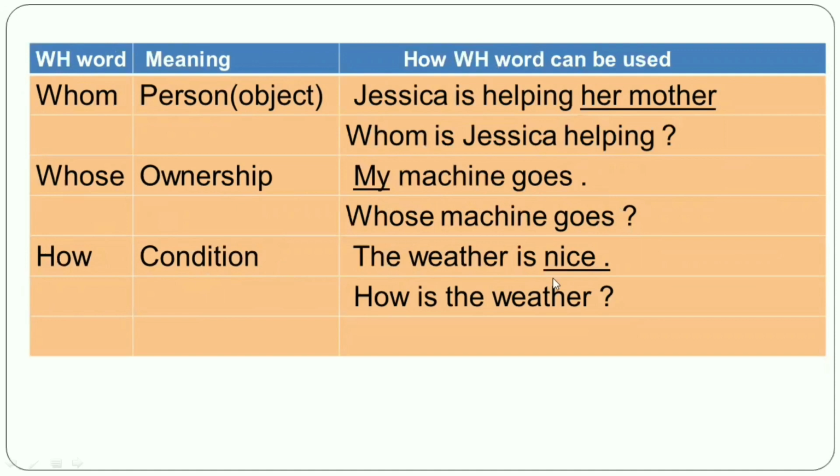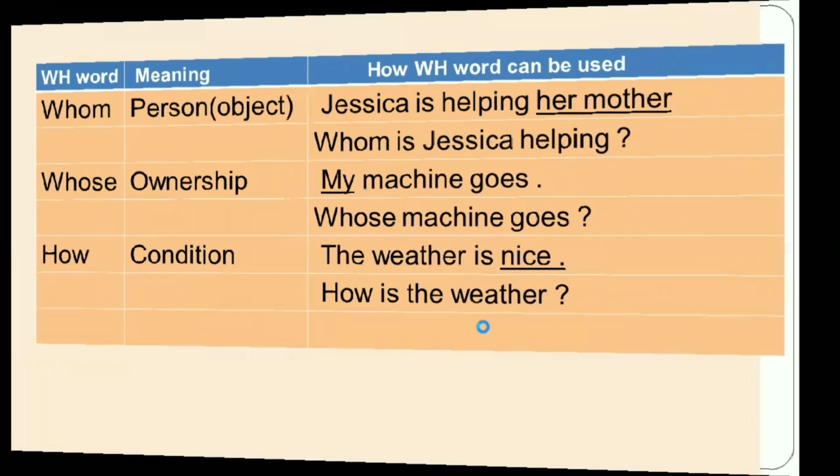Next one, the weather is nice. So my dear student, the underlined word indicates the condition. That means it's one type of condition of the weather. So as it indicates the condition, you have to find out the WH word how. That means write at first how, and there you can see the auxiliary verb. So write here how is, then the subject weather. How is the weather? And at last you will write question marks. Thank you, my dear student. Next.